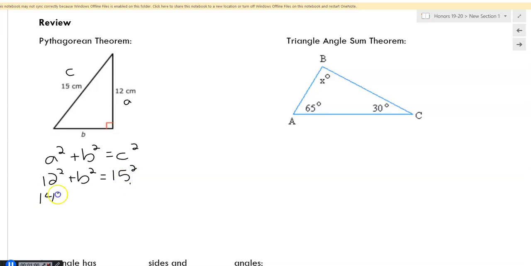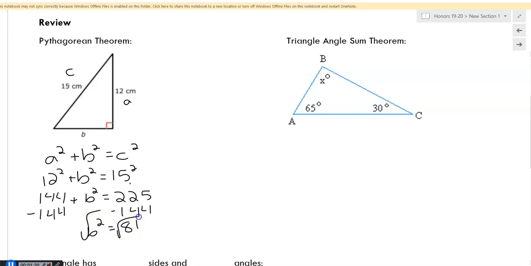That's 144. That's 225. And then since they're on opposite sides, we subtract. Then b squared equals 81. And we take the square root, and b equals 9. So we're going to use that today, so using that Pythagorean theorem.